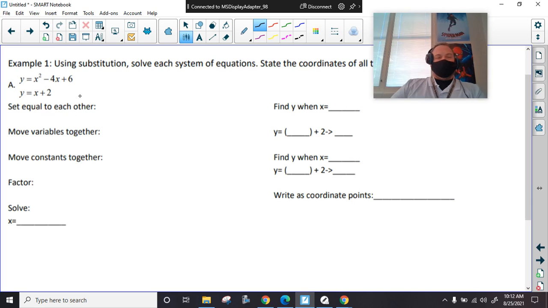All right. So, we're doing substitution, and I told the students in class that this is their guided notes, and it looks a little weird, but this is to help everybody because this can be confusing. So, our first step, we're going to set these equal to each other right here.